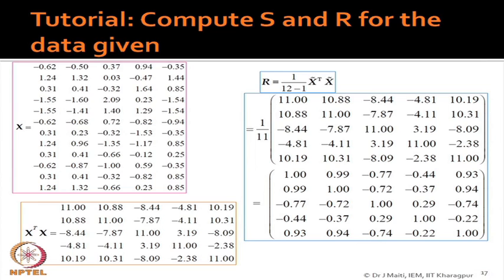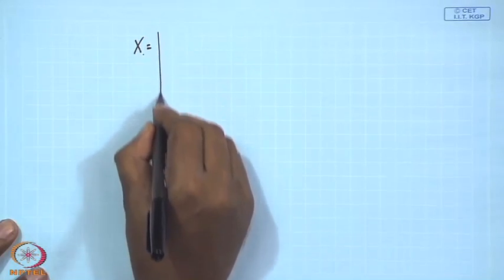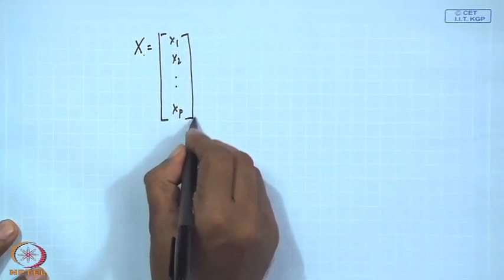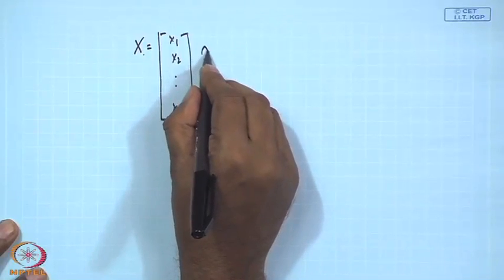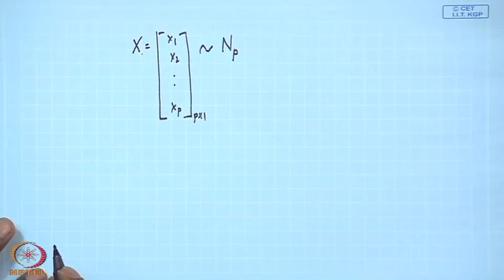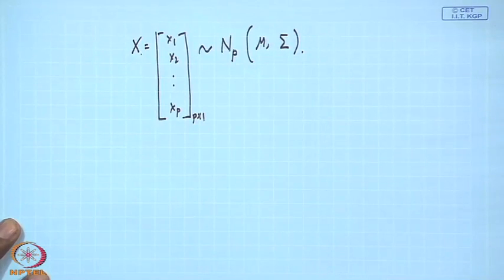Okay. Now we will go to, although next class I will be explaining in detail when we start the multivariate normal distribution. What we have assumed here is x, a variable vector x1, x2, up to xp, that is p cross 1, and we assume that this follows a normal distribution, that is multivariate normal, which will be denoted by Np with mu and sigma.